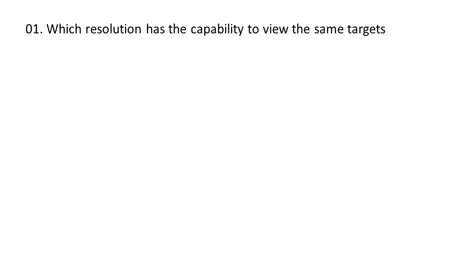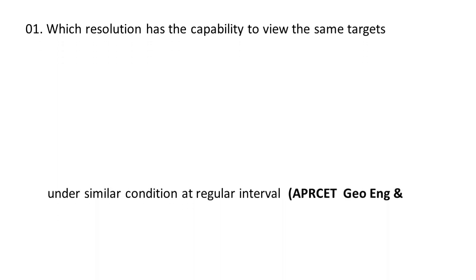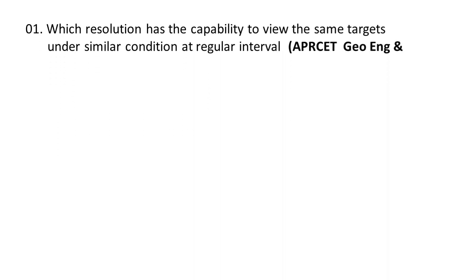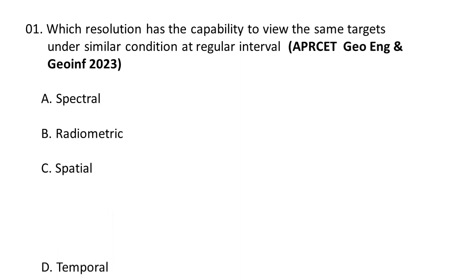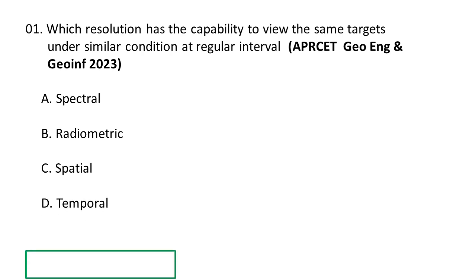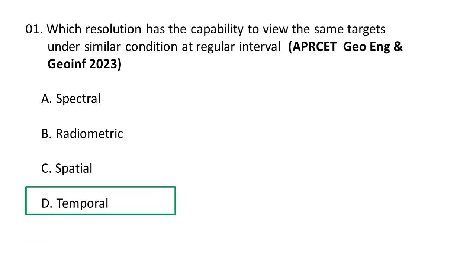Which resolution has the capability to view the same targets under similar condition at regular interval? The choices are A. Spectral, B. Radiometric, C. Spatial and D. Temporal. The resolution which has the capability to view the same targets under the similar condition at regular intervals is known as a temporal resolution.